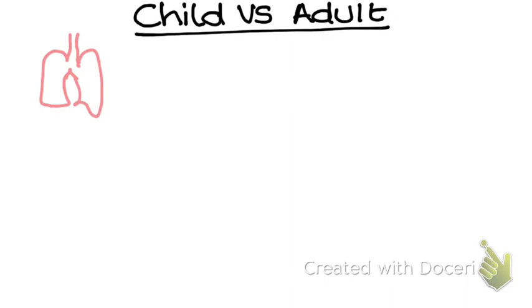So starting with the airway, children have a larger head, they have a shorter neck and a very large tongue. The nasal passages are also very narrow. Compared to adults, they have a higher anterior larynx. So the level is at C2 to 3 in comparison to an adult, where the level will be C5 to 6. Children also have a very large floppy epiglottis, which can be visualized during intubation.